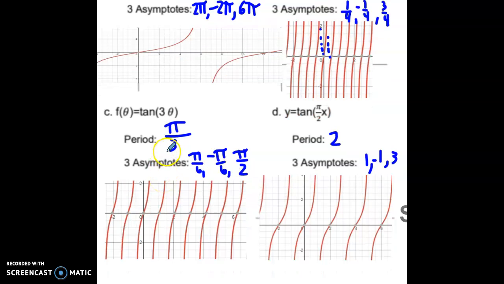Part C, the period is pi over 3 units long, so the asymptotes are at pi over 6, negative pi over 6, and then we add pi thirds to that and get pi halves. And the graph looks like this. The period on part D is 2, and the asymptotes are at positive 1, negative 1, and add 2 to that and get 3. That's how we find the asymptotes, and then we just draw those graphs in like that.